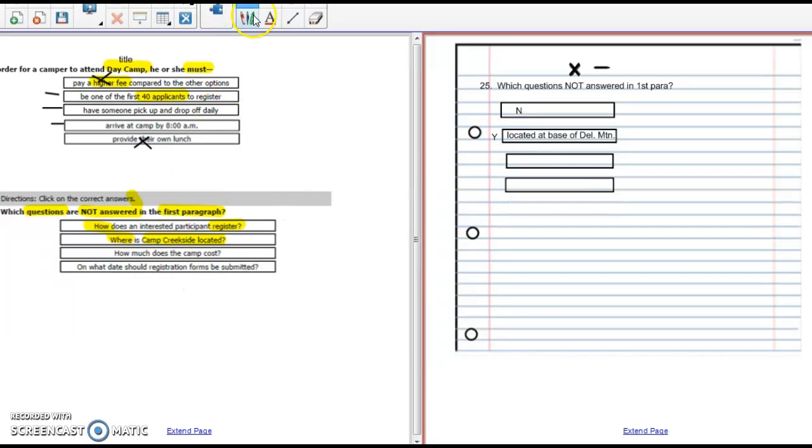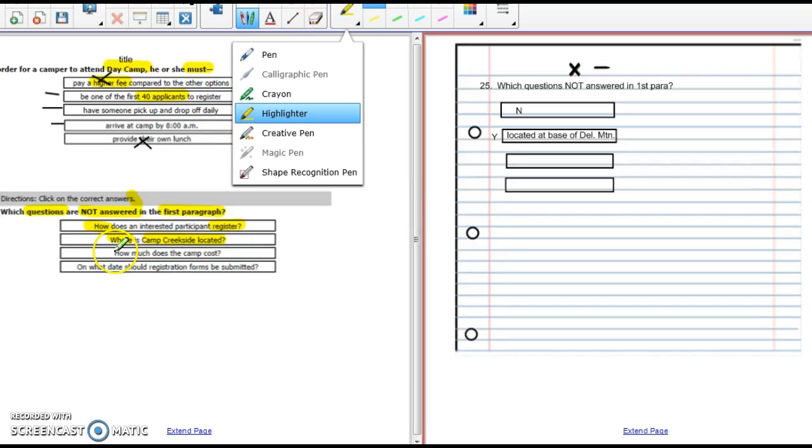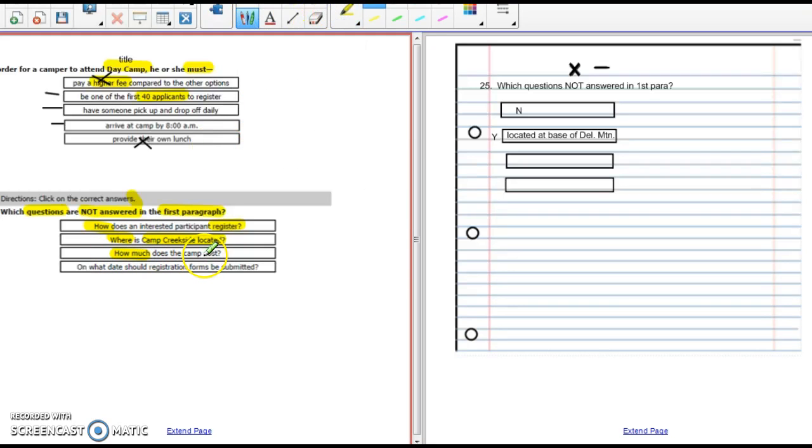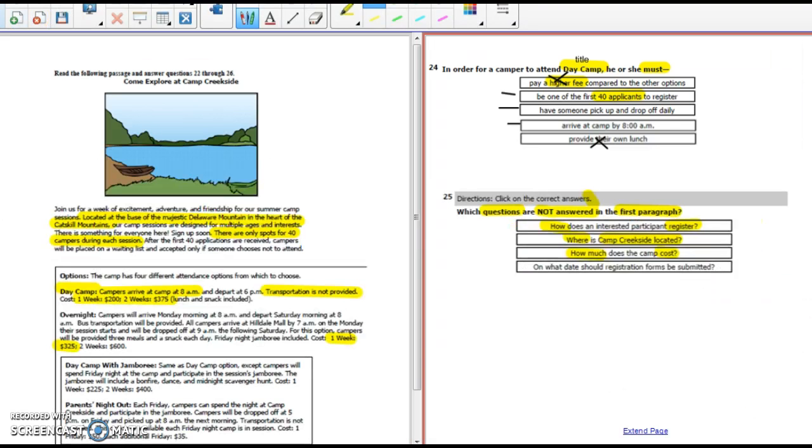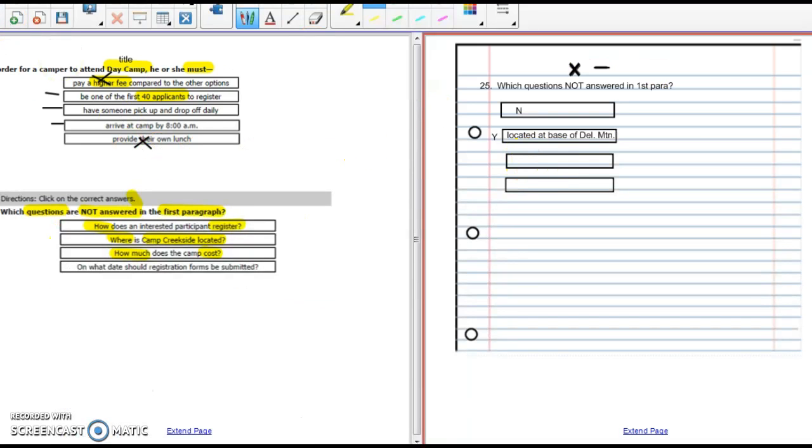How much does the camp cost? So we're looking for money. Just in the first paragraph, though. Does it tell us how much the camp costs? I don't see any money. I see the number 40, talking about 40 applicants, but it doesn't tell us. So we would put an N for no. That is not answered in the first paragraph.